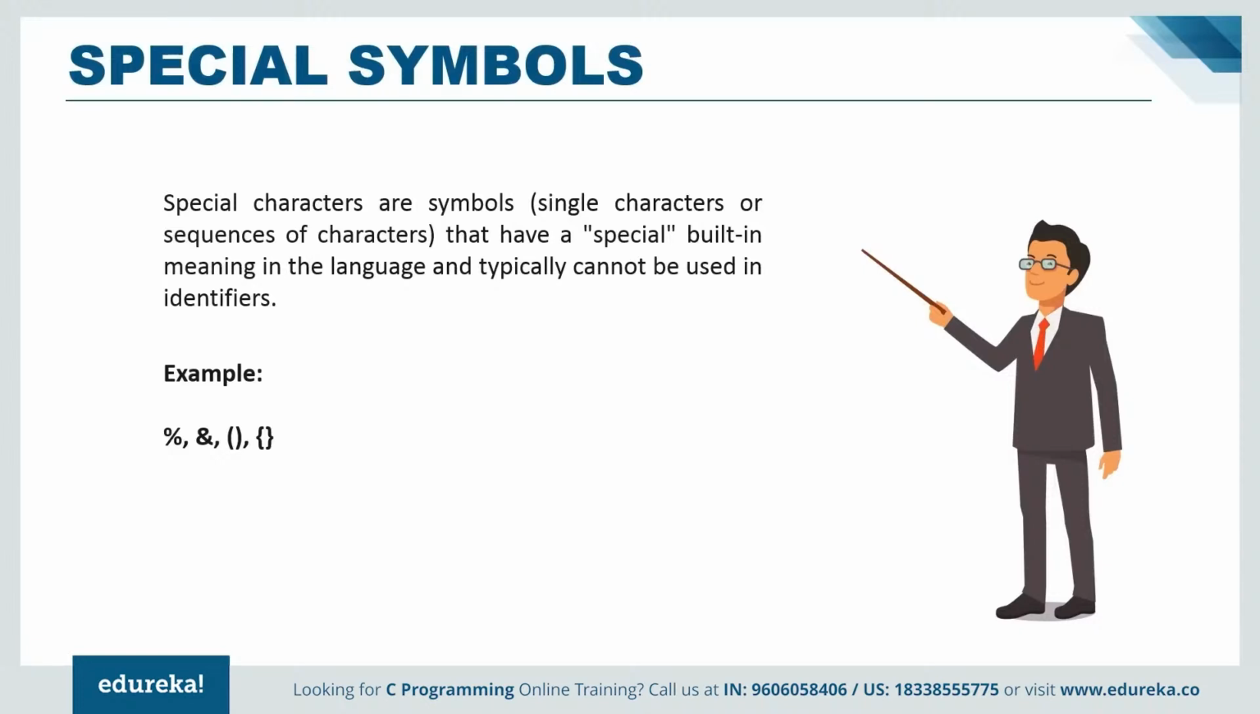And when you come to the modulus symbol, this is especially used along with the data types for specifying the data type. For example, if you are declaring an integer type data type, you'll be using the modulus symbol along with d. If you are declaring a string type data type, then you'll be using the modulus symbol along with s. So this is about the special symbols, and the basic examples for special symbols used in C programming language are modulus, ampersand, and brackets.